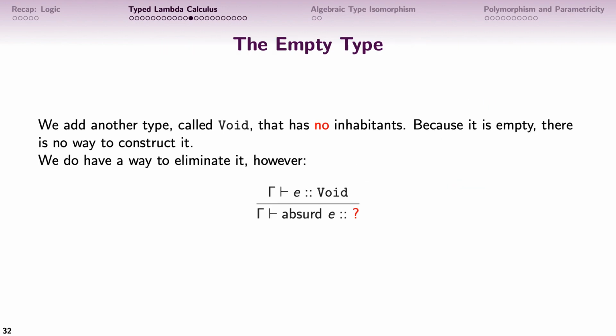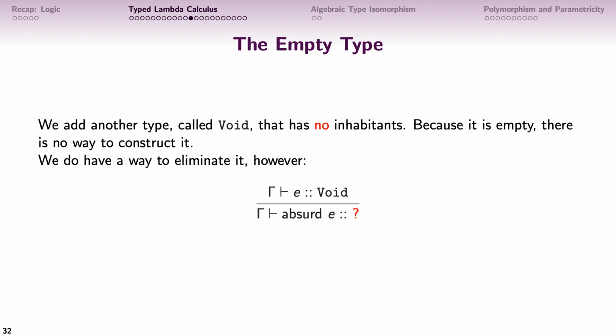So I'm going to add one more type here. And this is just the type which we call void. And it's the type that has no inhabitants. You can't construct a value of this type. You might think that that has no practical use case, but it does have some uses, which I'll go into in a moment. But because you can't construct this empty type, there is no constructor for it, so there's no introduction rule.